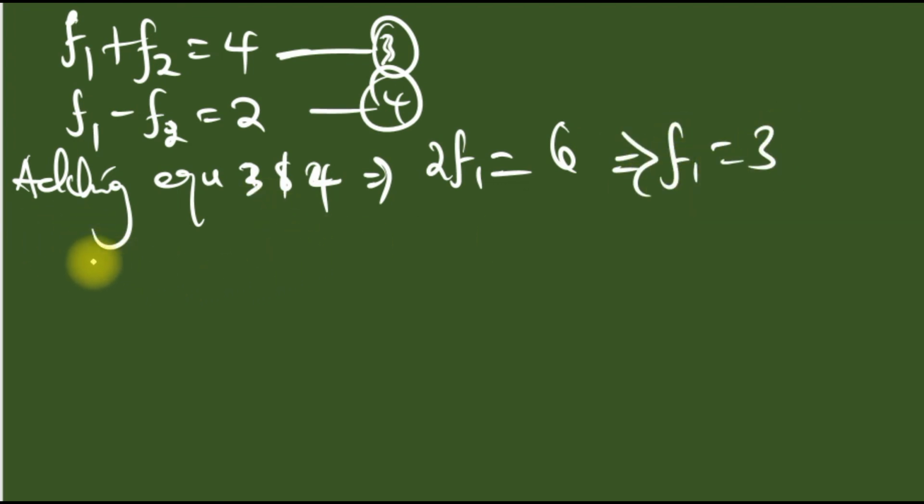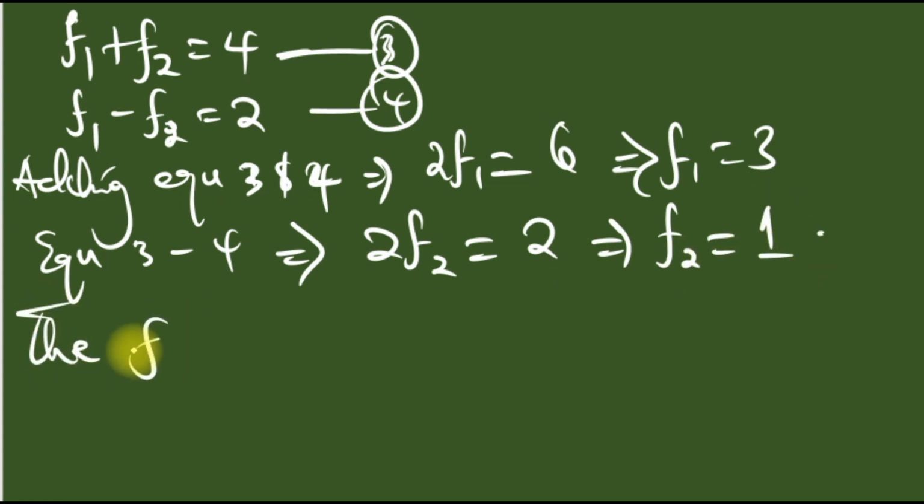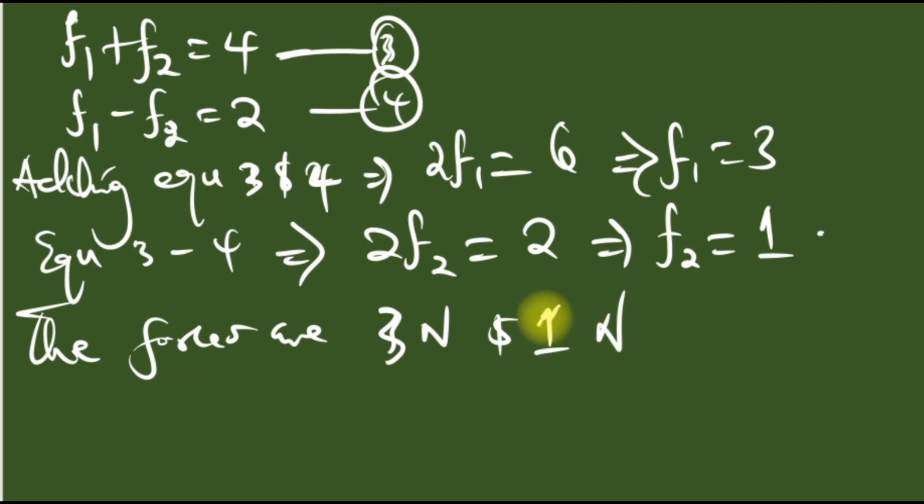The same way, if you do equation 3 minus 4, F1 minus F1 is 0, and F2 minus F2 is 2F2. 4 minus 2 is 2, which implies that F2 is 1. So the forces are 3 Newton and 1 Newton. So that's the answer.